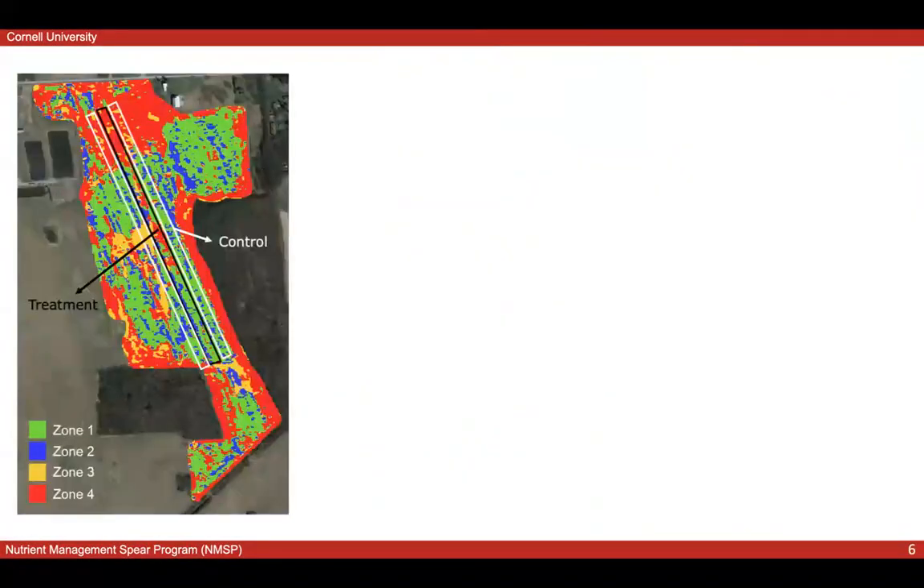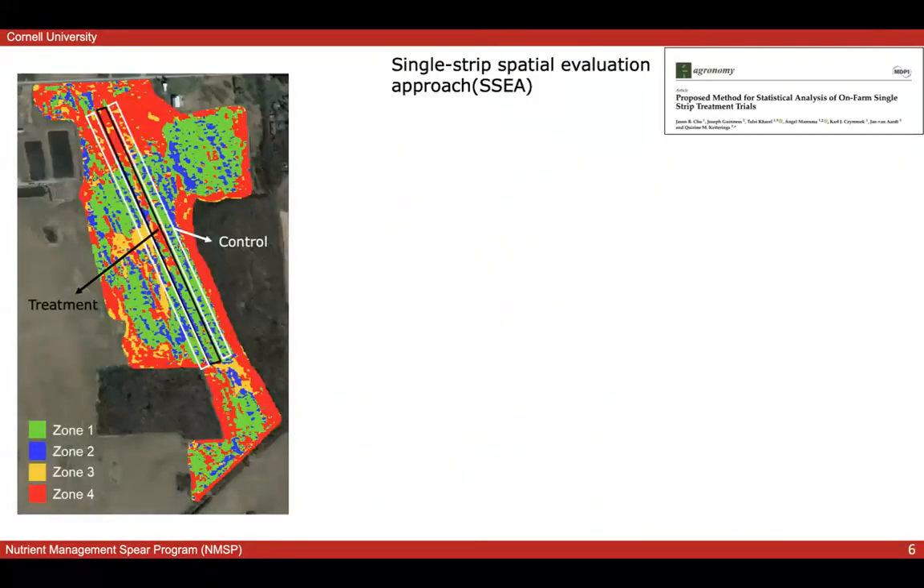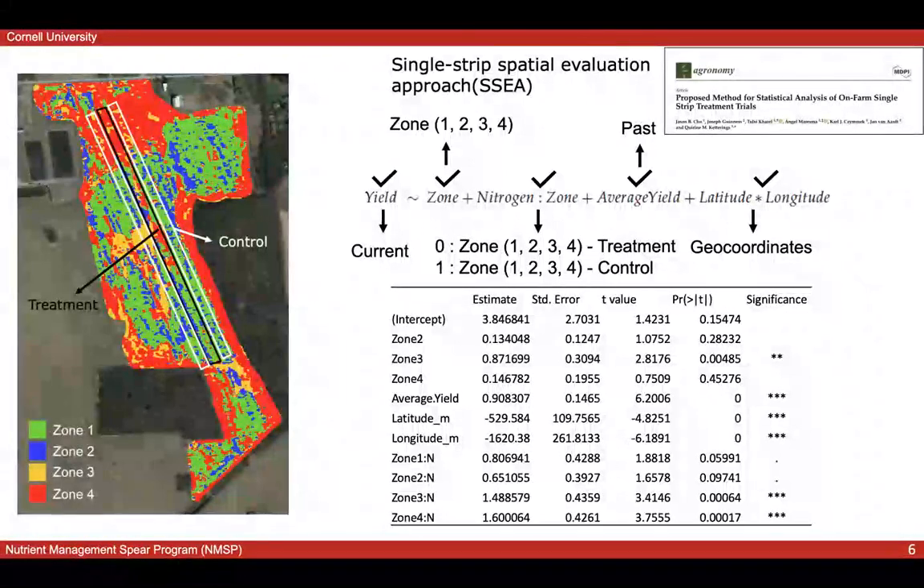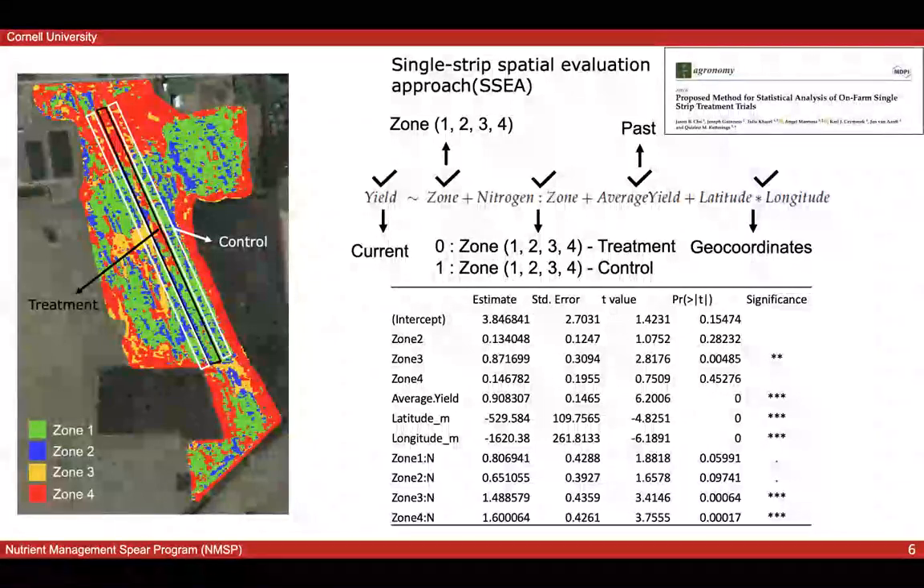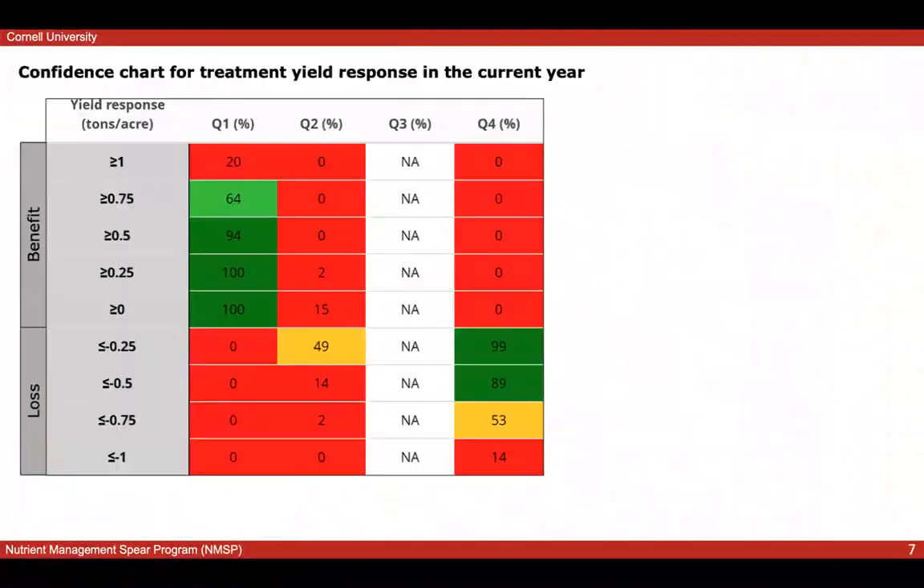Now, using this information from the yield monitor sensor and the zone maps, we put that into a spatial model to see if the treatment had an effect when compared to the control strips. We present the results in the form of a confidence chart. This confidence chart looks at what has happened for that year. The numbers you see inside the confidence chart are the confidence numbers, and based on where they fall, they're categorized into 5 levels.